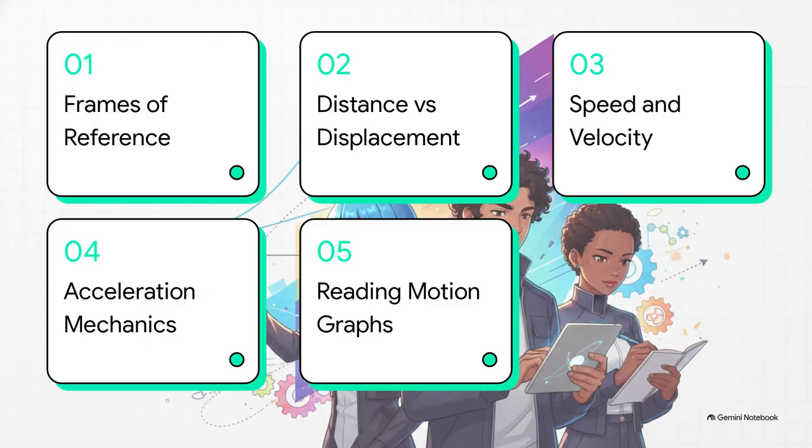So, here's how we're breaking it down today. 1. Frames of reference. 2. Distance versus displacement. 3. Speed and velocity. 4. The mechanics of acceleration. And finally, reading motion graphs.